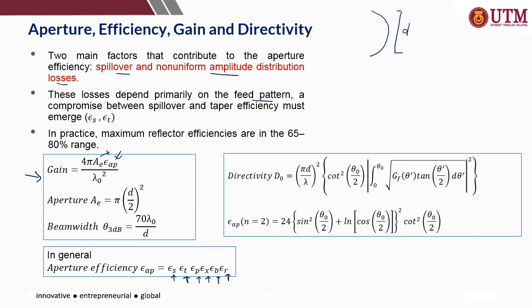Right, and the beam width from the irradiated pattern can be calculated by 70 lambda divided by D. Again, D is the diameter of the parabolic structure. And the directivity of the antenna is given by this equation, pi D squared over lambda squared. D is the diameter and lambda is the wavelength of the resonance frequency. Okay, so this equation basically represents the D naught max.